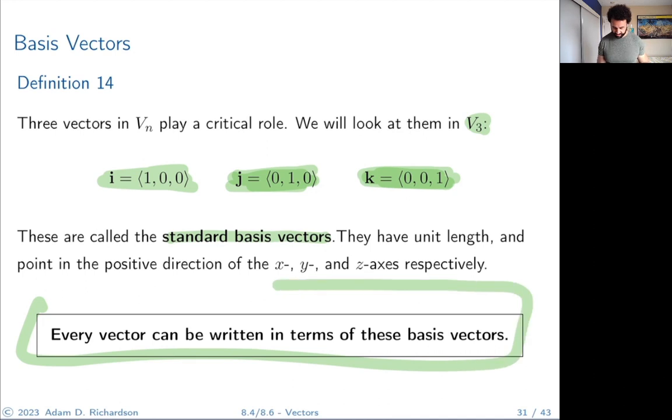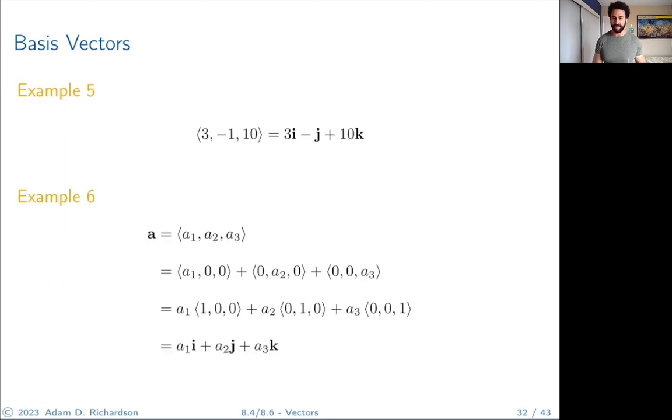Every vector can be written in terms of these three basis vectors. So any vector you've got, you can decompose it into a vector sum that makes use of these three vectors instead. You can kind of peel away the details of these vectors and these basis vectors pop out. We're going to see an example right now.